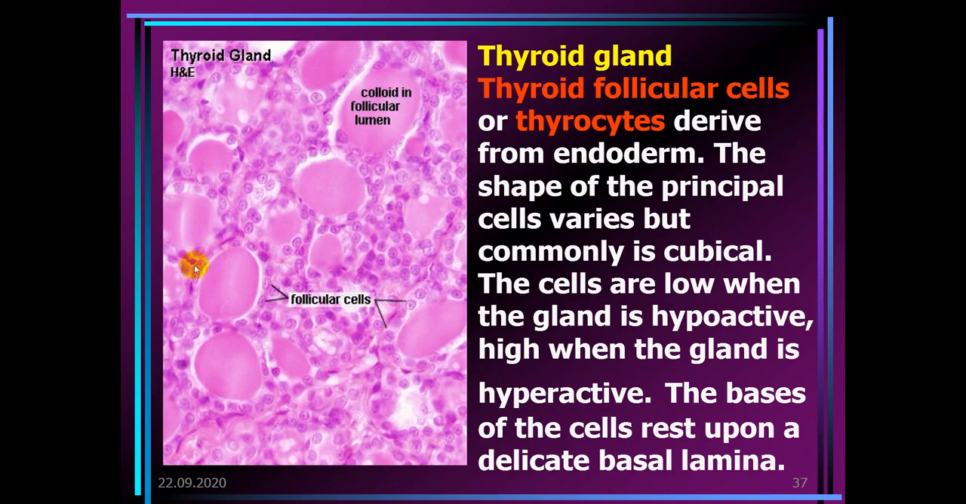This picture shows you the section of the follicles. You can see colloid, oxyphilic homogeneous colloid, and one layer of cuboidal epithelial cells, thyrocytes, which derive from endoderm. In normal condition, these cells look like this picture, cuboidal cells.